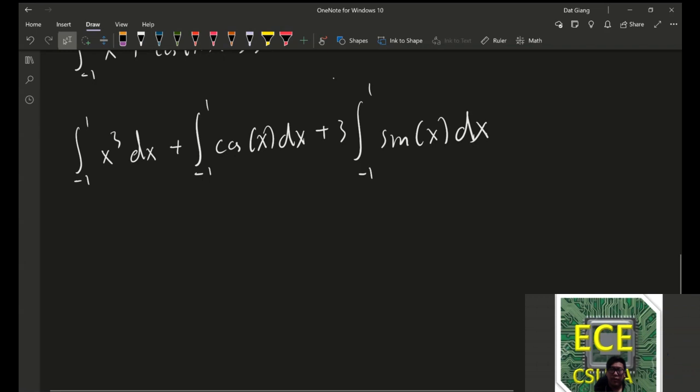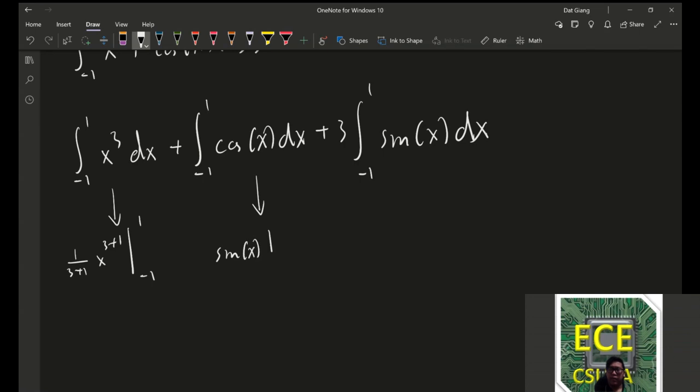From here, we can evaluate this to be 1 over 3 plus 1, x to the 3 plus 1, evaluated from negative 1 to 1. Over here, this becomes sine of x, evaluated from negative 1 to 1. And from here, the last one, we have the following: negative cosine of x, evaluated from -1 to 1.